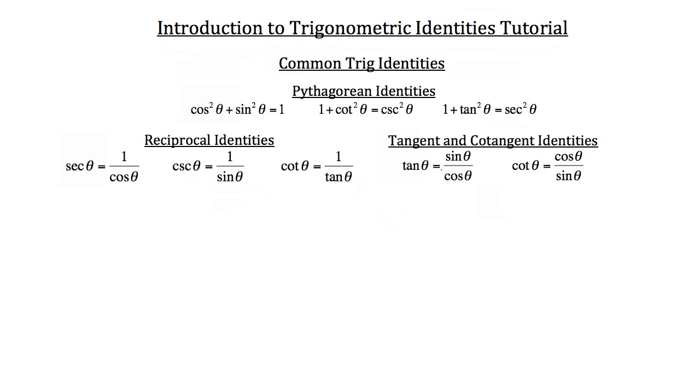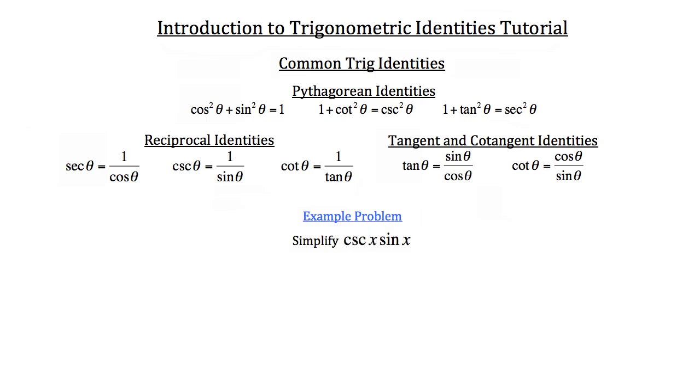So lastly, we have tangent and cotangent identities. So the tangent identity, tangent theta, is equal to the sine theta over cosine theta. And the cotangent identity is that the cotangent of theta is equal to the cosine of theta over sine theta. So what I'd like to do next is take a look at some practice problems, and I'll show you how we use these. Let's look at this problem first.